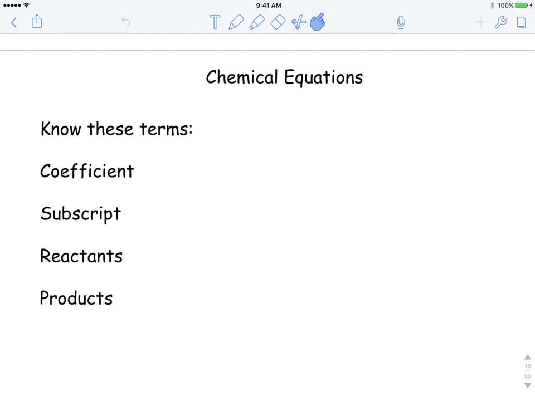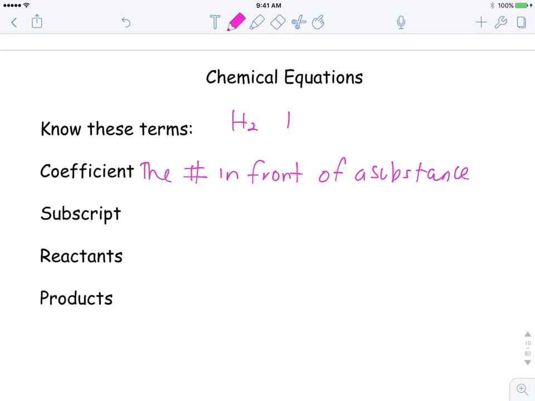So when we talk about chemical equations, there are some key terms that you need to know. The first one being the coefficient. The coefficient is the number in front of a substance. So if we have a chemical equation like hydrogen reacting with oxygen forming water, and I balance this, which we'll do together in a second, and I put a 2 in front of the hydrogen, what that's telling me is that I have 2 moles of hydrogen, or 2 molecules of hydrogen. Almost always we're dealing with moles, so 2 moles of hydrogen reacts with 1 mole of oxygen, and then it forms 2 moles of water. So the number in front of the substance tells you either the moles or the number of molecules.